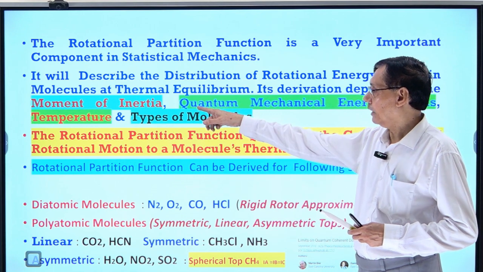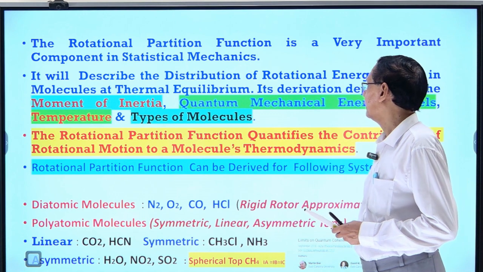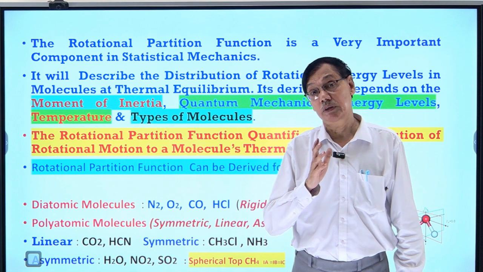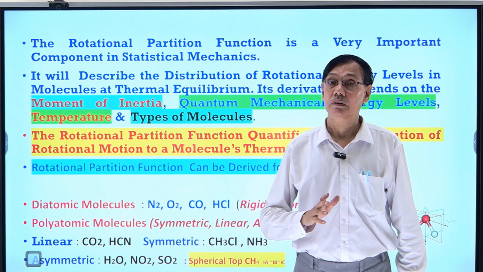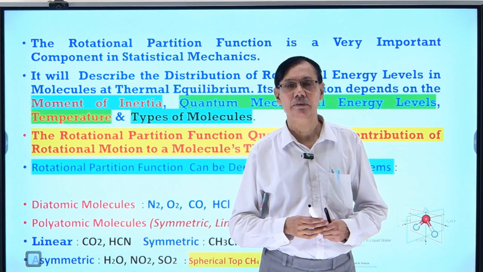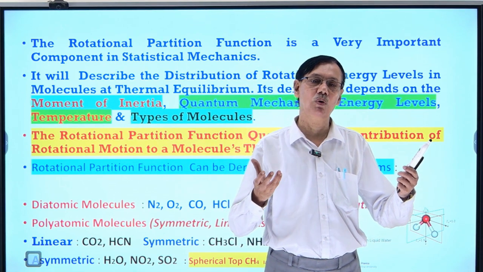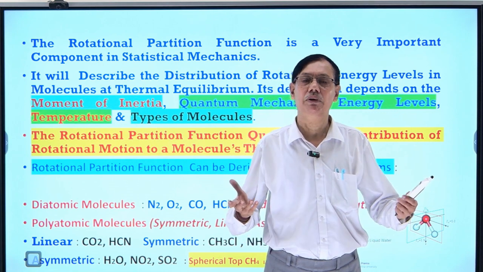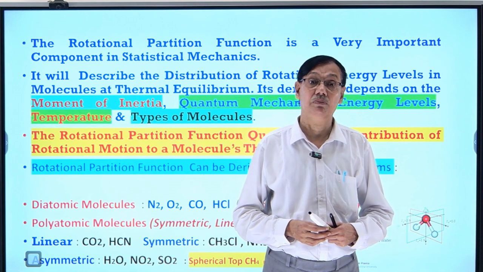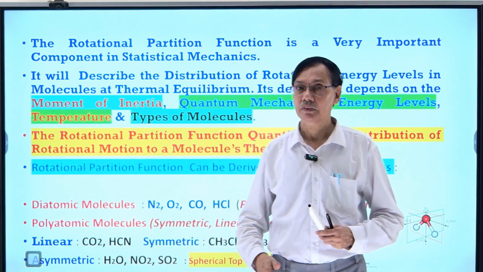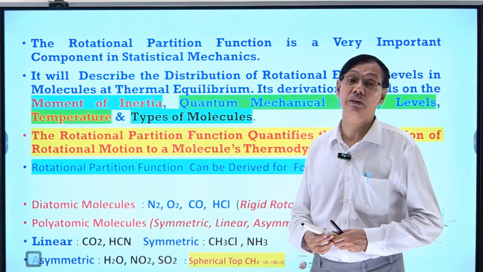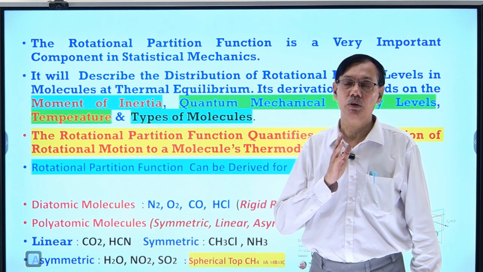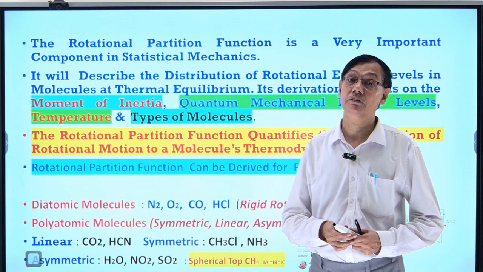One is, I will discuss what the moment of inertia is, then quantum mechanical energy levels, and the types of molecule. Please bear in mind, when you studied the translational partition function, I had given examples of monoatomic, diatomic or polyatomic molecules. There is no problem for calculation of the translational partition function. But if I consider the rotational partition function, you have to be very careful before solving the numerical problems of the rotational partition function.